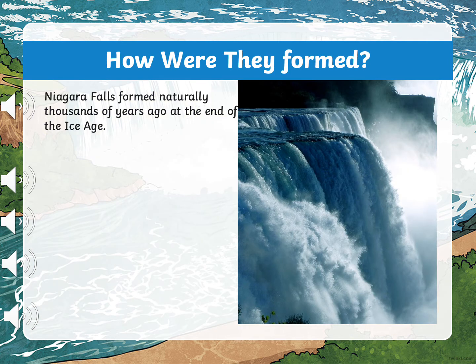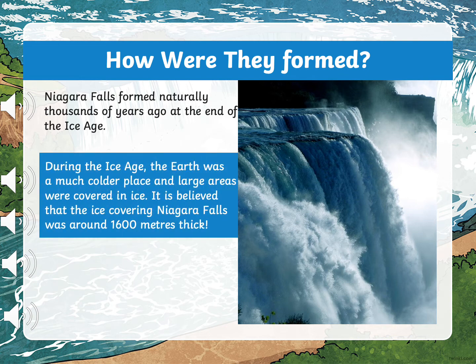How were they formed? Niagara Falls formed naturally thousands of years ago at the end of the Ice Age. During the Ice Age, the Earth was a much colder place and large areas were covered in ice. It is believed that the ice covering Niagara Falls was around 1,600 meters thick.